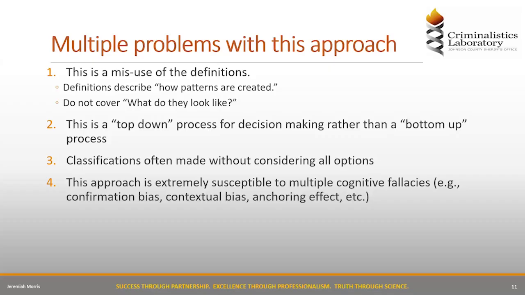The fourth problem is that this approach is really susceptible to multiple cognitive fallacies. And we could go through a whole litany of them. I've just listed a few. It's susceptible to confirmation bias, to contextual bias. It's very susceptible to anchoring effect, which is, this is what I think it is, this is what my initial idea was, and that kind of drives everything else that we see when we look at that pattern.